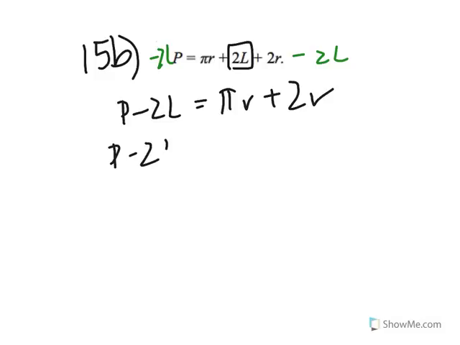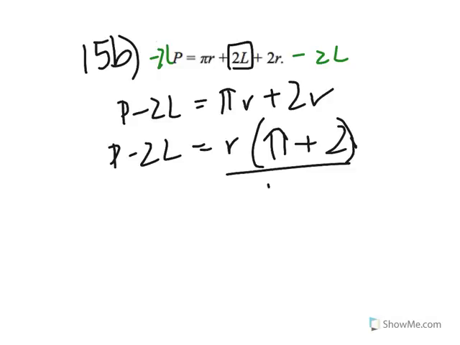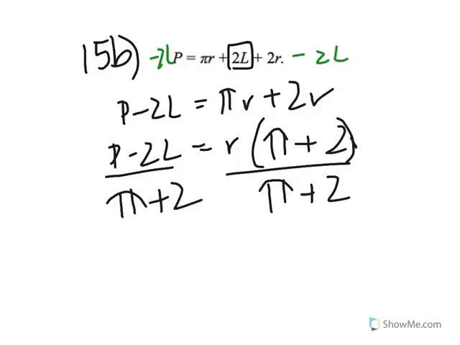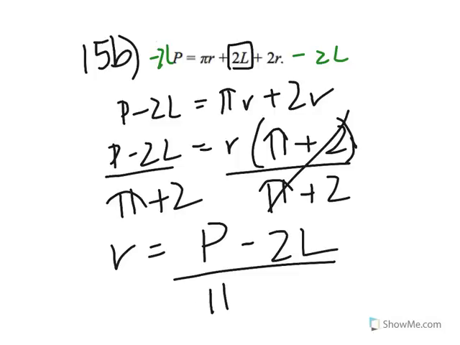So we're first going to write P minus 2L equals R. We factorize it out. Pi R divided by R is pi, and 2R divided by R is 2. So there it is. Now we're just going to divide both sides by pi plus 2 to get R alone. So that cancels out, and in the end we end up with R is equal to P minus 2L over pi plus 2. And that way R is the subject.